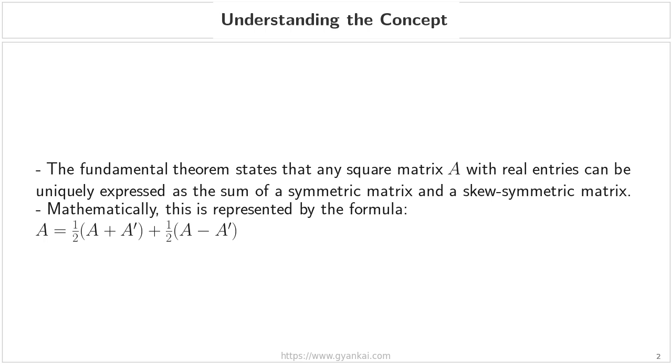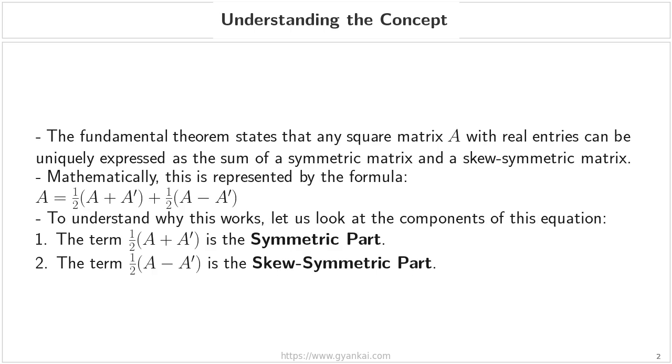Matrix A equals 1/2 of the quantity A plus A transpose, added to 1/2 of the quantity A minus A transpose. To help you understand why this specific structure works, let us examine the two individual components of this equation. First, the term 1/2 of A plus A transpose is what we refer to as the symmetric part. Second, the term 1/2 of A minus A transpose is known as the skew-symmetric part.